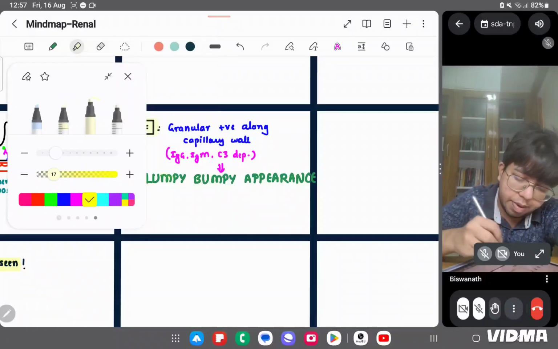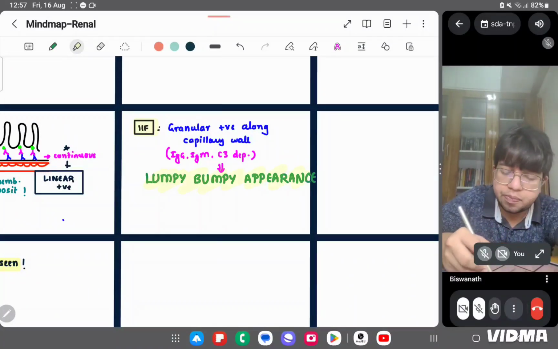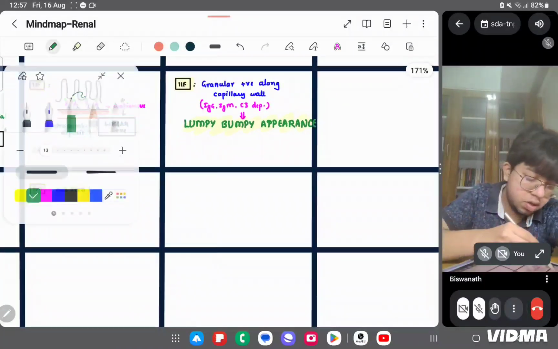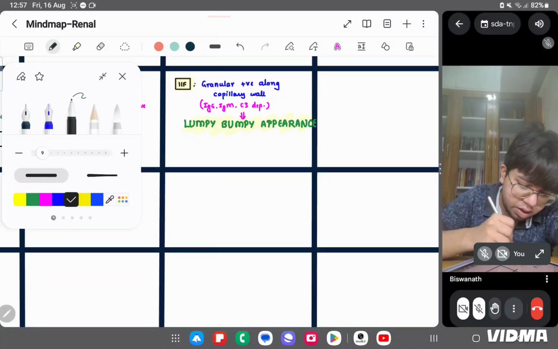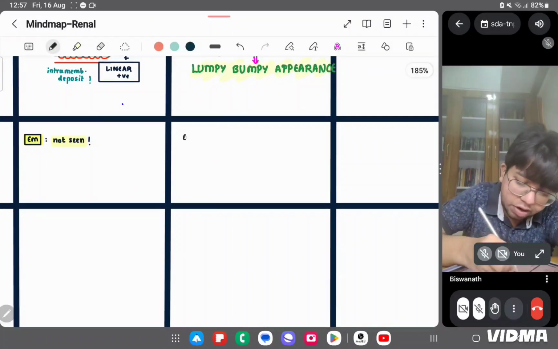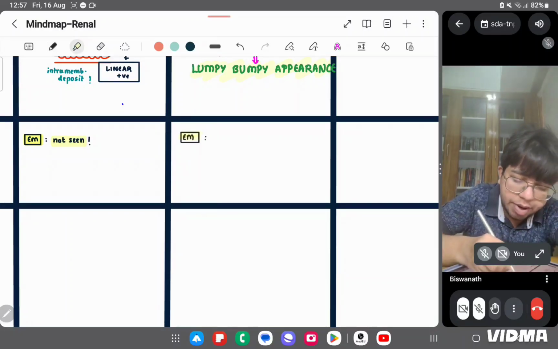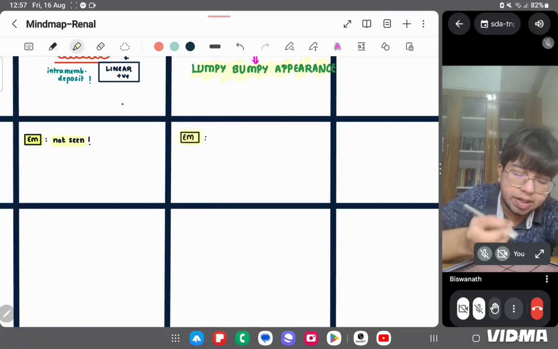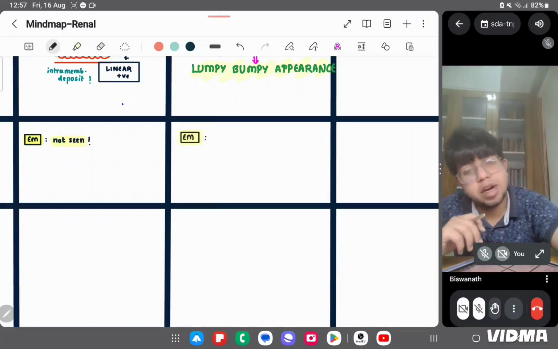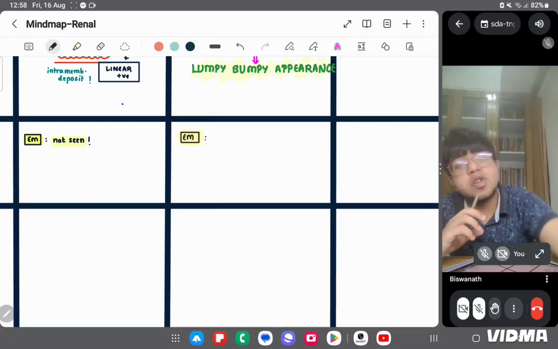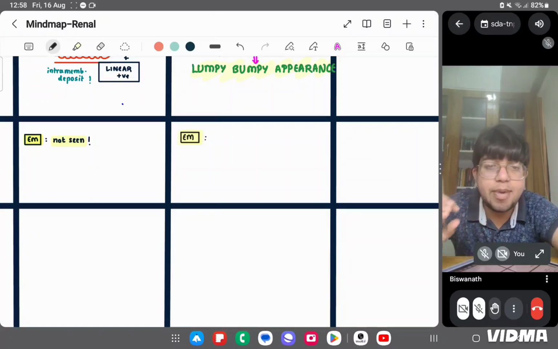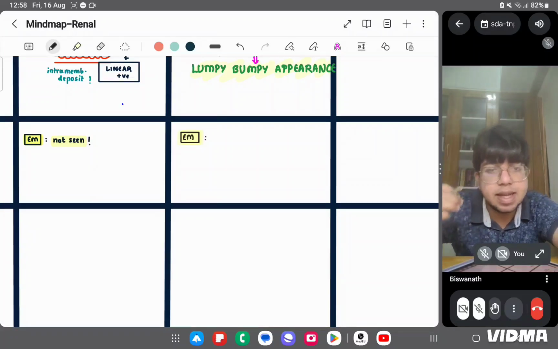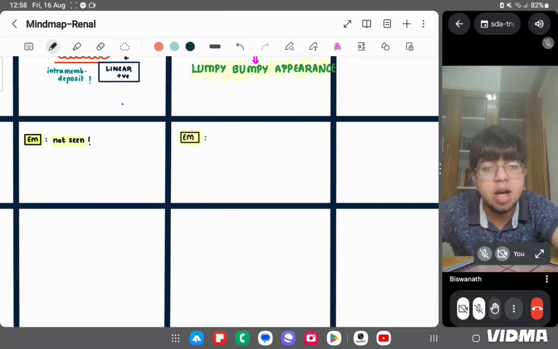Okay, a lumpy bumpy appearance. Understood? Then let's come to our electron microscopy. In Goodpasture syndrome, there is no electron microscopy. In a membranous glomerulonephritis, what was the finding? There were subepithelial electron dense deposits. Here, the electron microscopy will show a lumpy heap of depositions, predominantly subepithelial, okay, or they may be intramembranous as well.